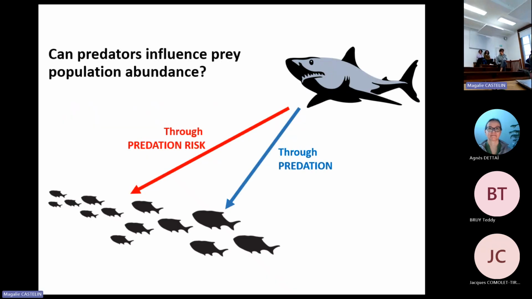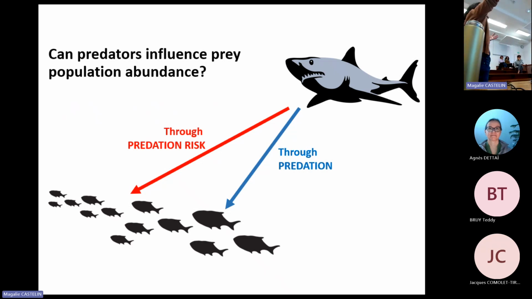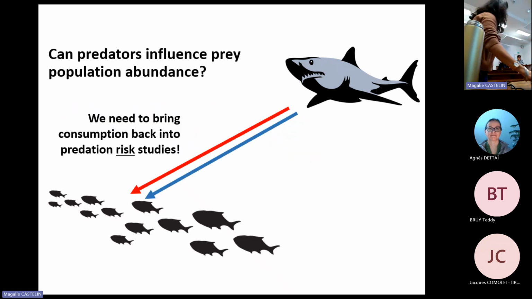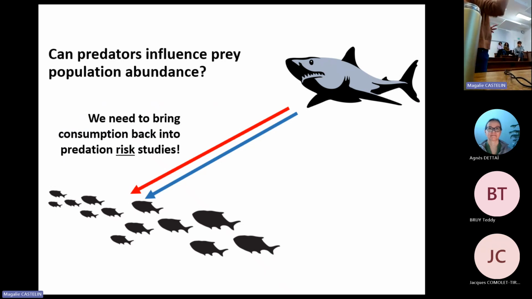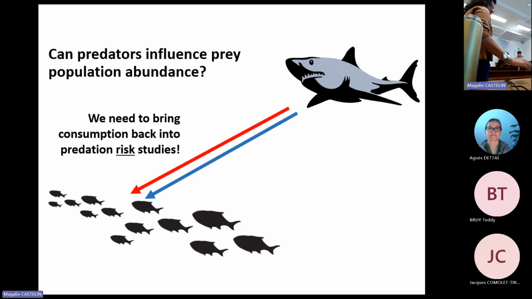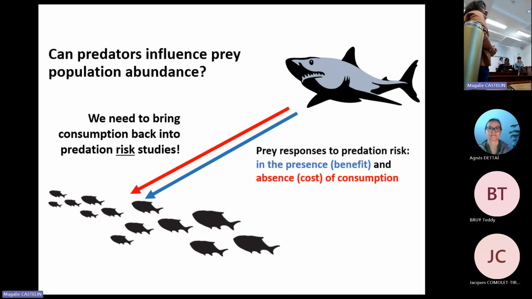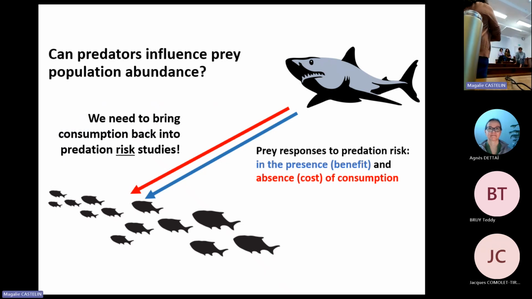So can predators influence prey population abundance through these two pathways from here? No problem. Right? Of course, predators can eat prey down. So the blue arrow is no issue. But I think for us to be able to say that predation risk itself can change communities by changing prey, we need to bring consumption back into these predation risk studies. We need to actually measure prey responses to predation risk in the presence and the absence of consumption. Only then can we boldly say in our introductions and our discussions that risk itself is as bad as being eaten.